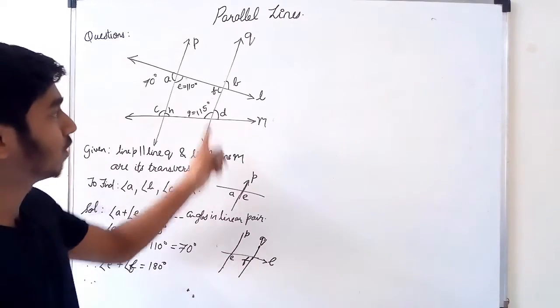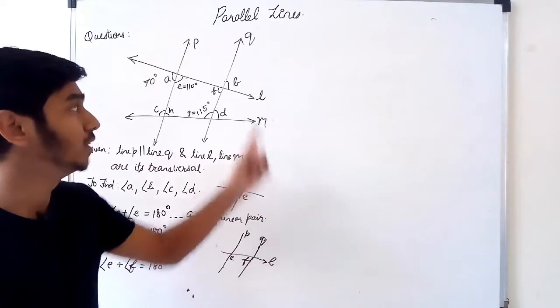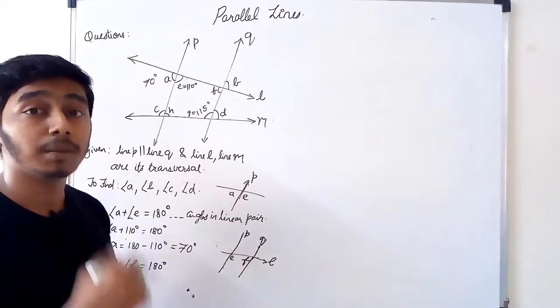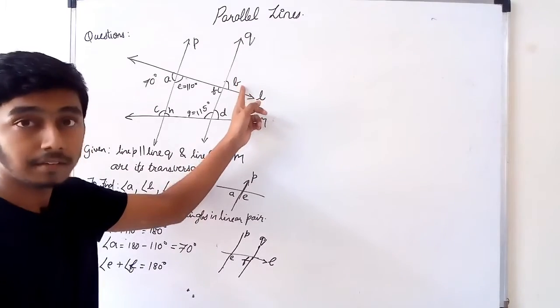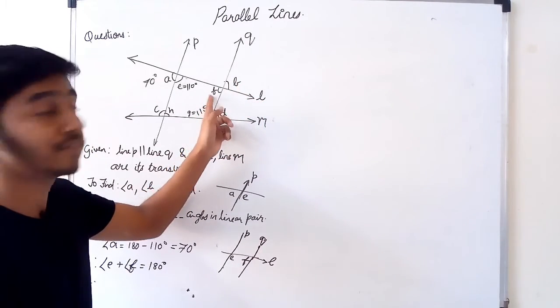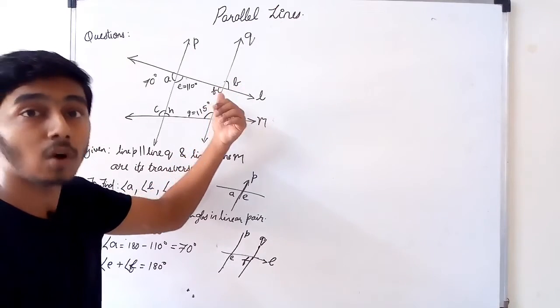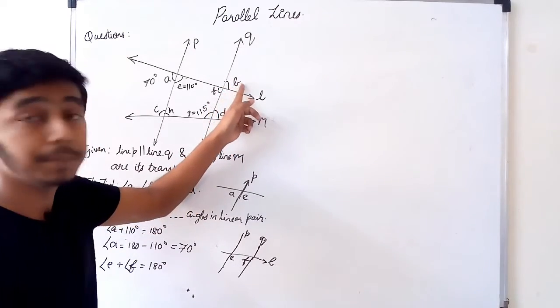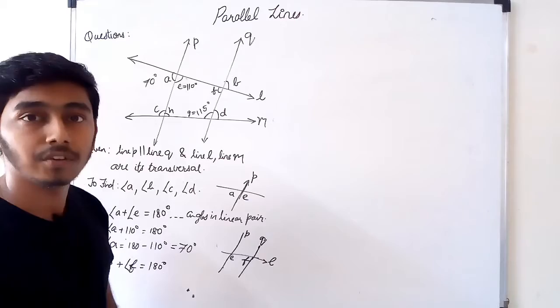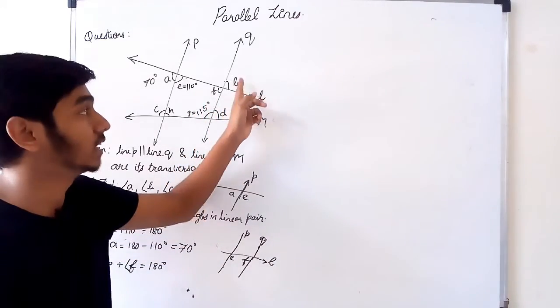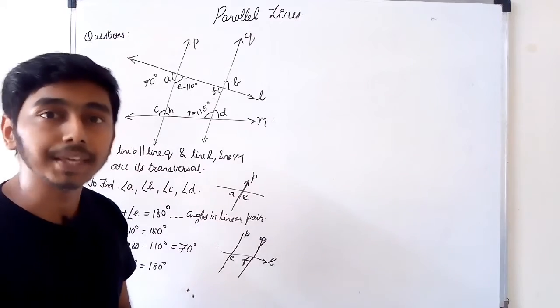Now your question will be, why are we finding F? We have to find B, right? So let me tell you, to find B, first we'll have F. If we are able to find F, then by vertically opposite angles, which are congruent, we can say that angle B is the same as angle F. So we'll find angle F first, and then we can find angle B.